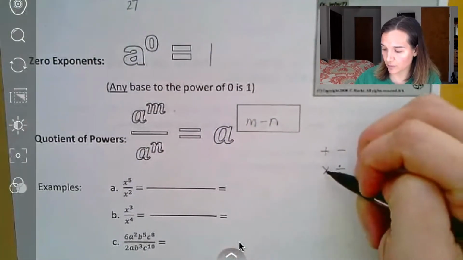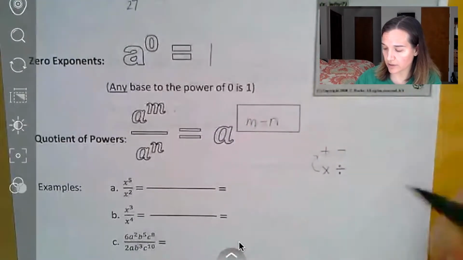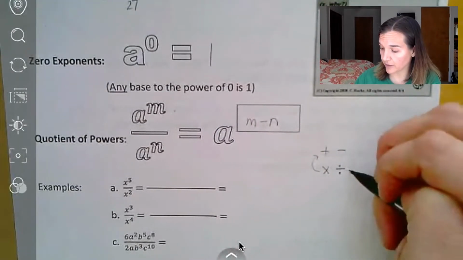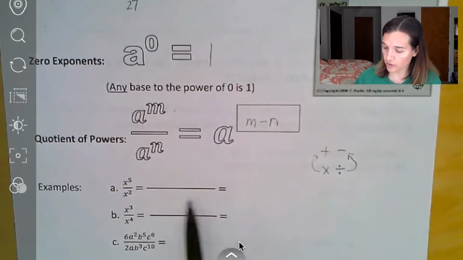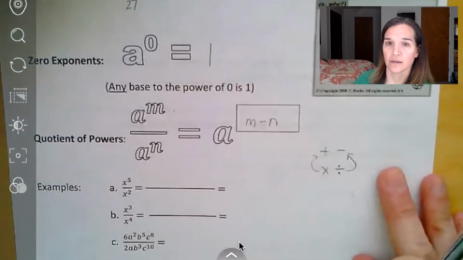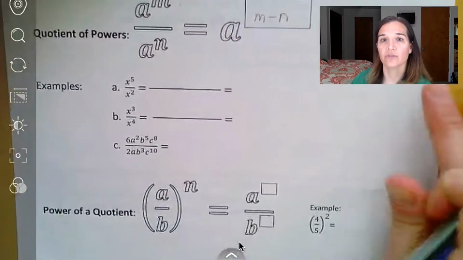If it asks you to multiply them, you actually add the exponents. If it asks you to divide them, you actually subtract the exponents. So that's what we're going to use here. And here we go, a few of our examples.